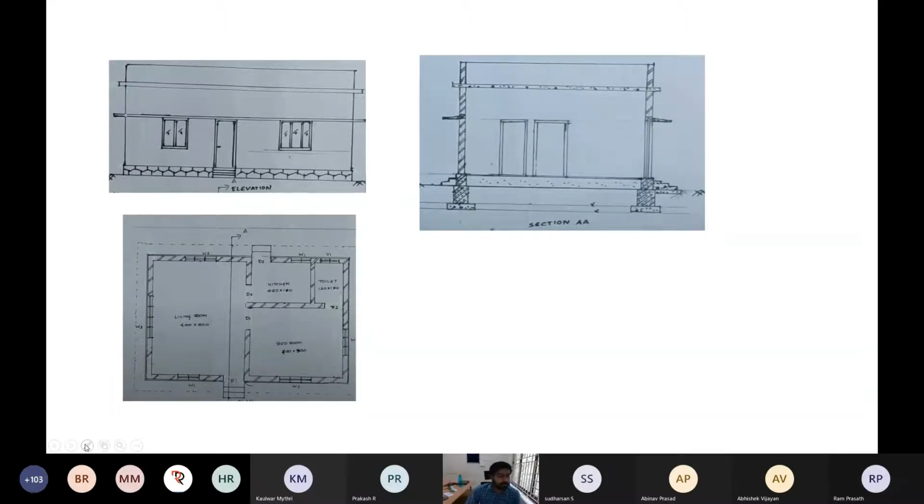So next is about the section actually. Here you can see AA is there. This is your section, Section AA. So what is the meaning of section? Can anybody say? Section means here I am cutting one plane.